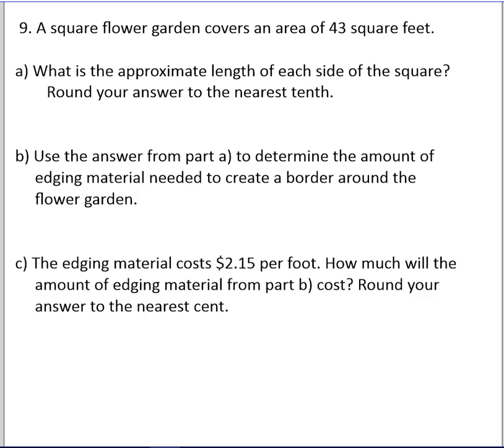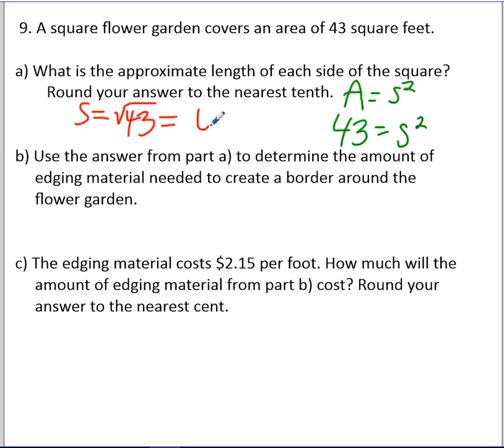Here's a story problem using our square roots. A square flower garden covers an area of 43 square feet. So what is the approximate length of each side? Remember that our area of a square is side squared. Our area in this problem is 43. So 43 equals side squared. So our side equals the square root of 43, because to undo the square, we need to do the square root. And it tells us to round to the nearest tenth, which is 1 decimal place. So that's approximately 6.6, and we're in feet.